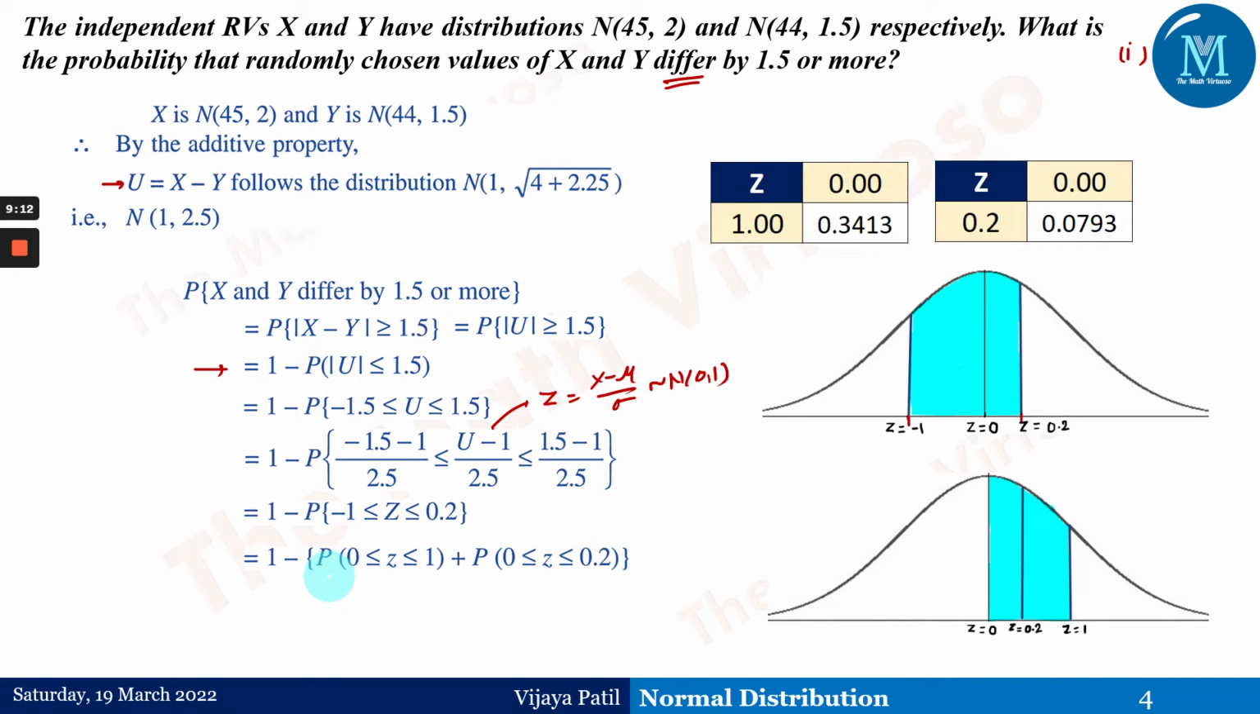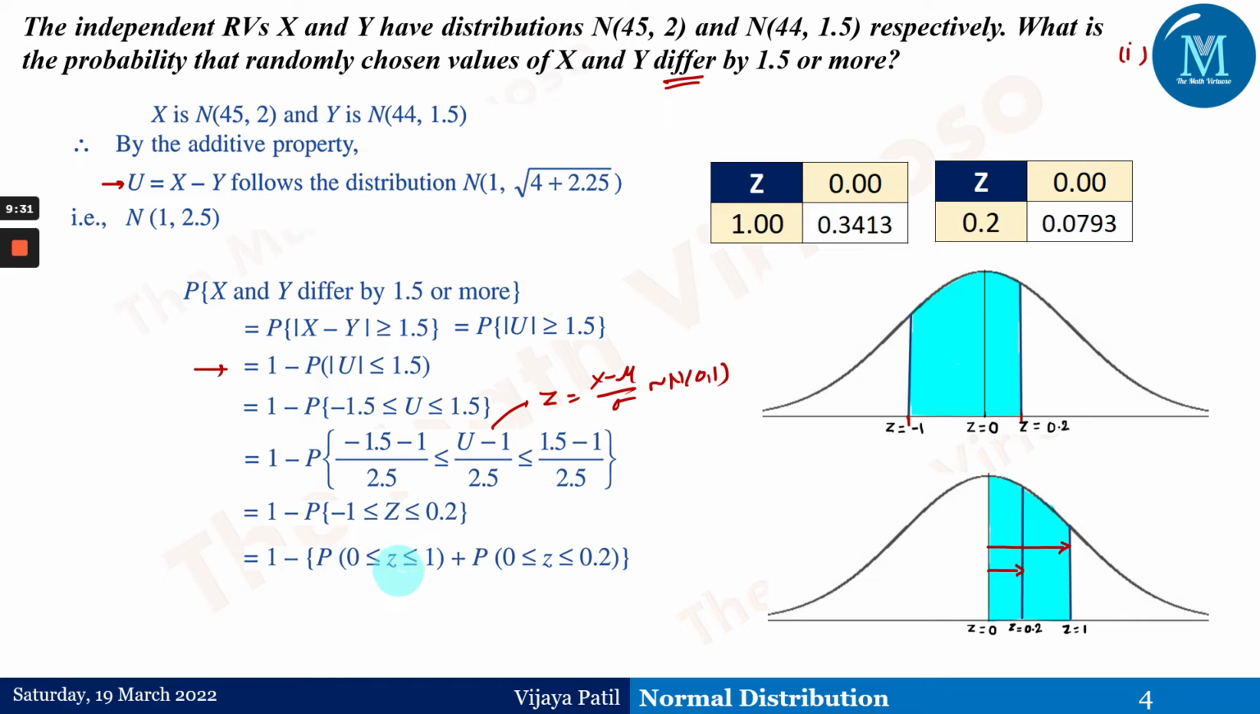Minus 1 is less than z is less than 0.2 can be written as probability of 0 is less than or equal to z is less than 1, plus probability of 0 less than z is less than 0.2. That means we are taking the probability from here to here as well as from here to here, to get the shaded region or shaded area of this particular figure.